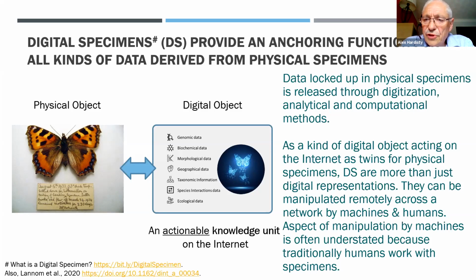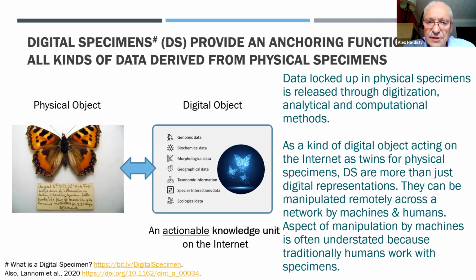As a kind of digital object acting on the internet as twins for physical specimens in natural science collections, digital specimens are more than just digital representations. They're actionable knowledge units on the internet that can be manipulated remotely across a network by machines and by humans.